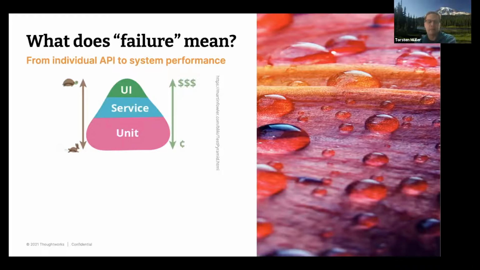I already said that a unit test is pretty clear cut. But if we have these fitness functions, what does failure mean? So here I borrowed from Martin Fowler this testing pyramid. We do unit testing, service testing, and UI testing. And with all respect to Mr. Fowler, I decided to change this a little bit for my purposes.